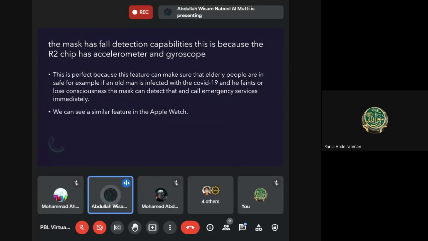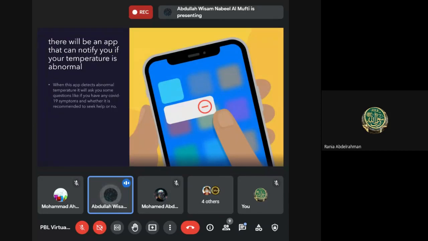Now, the mask has fault detection capabilities. This is perfect because this feature can make sure that elderly people are safe. For example, if an old man is infected with COVID-19 or he faints, the mask can detect that and call emergency services immediately. You can see a similar feature in the Apple Watch. There will be an app that can notify you if your temperature is abnormal. When the app detects an abnormal temperature, it will ask you some questions, like whether you have any COVID-19 symptoms, or whether it's recommended to seek help or not.